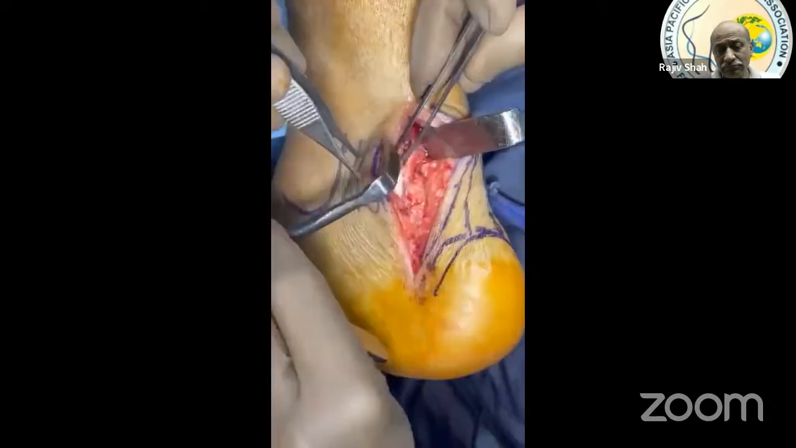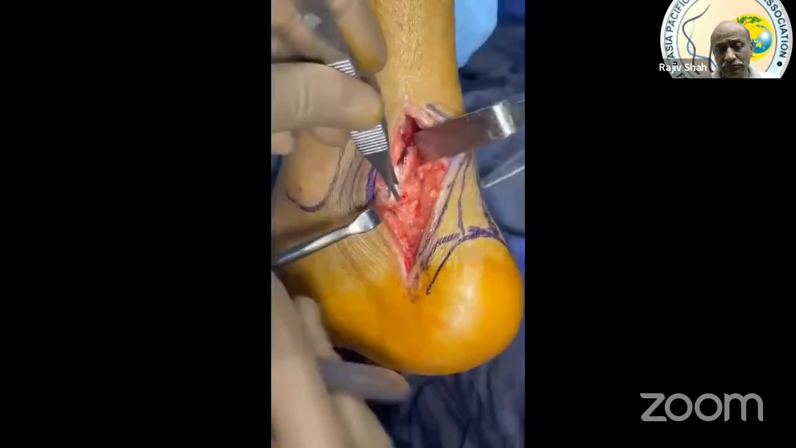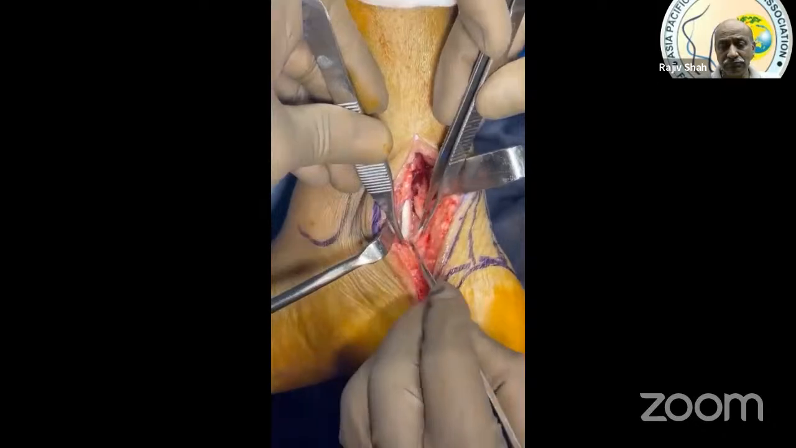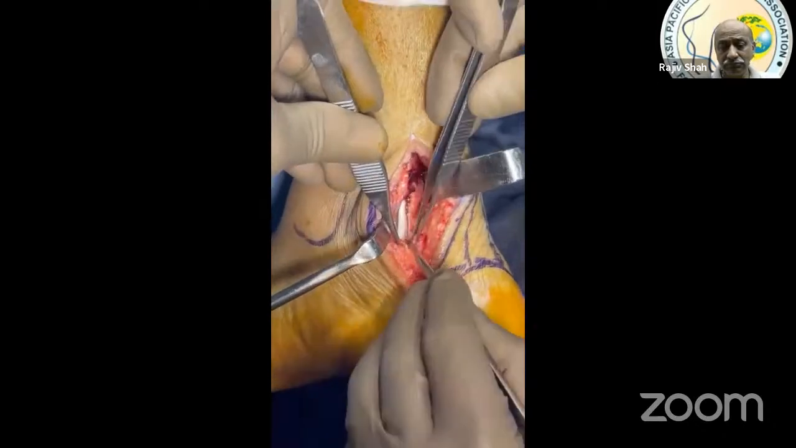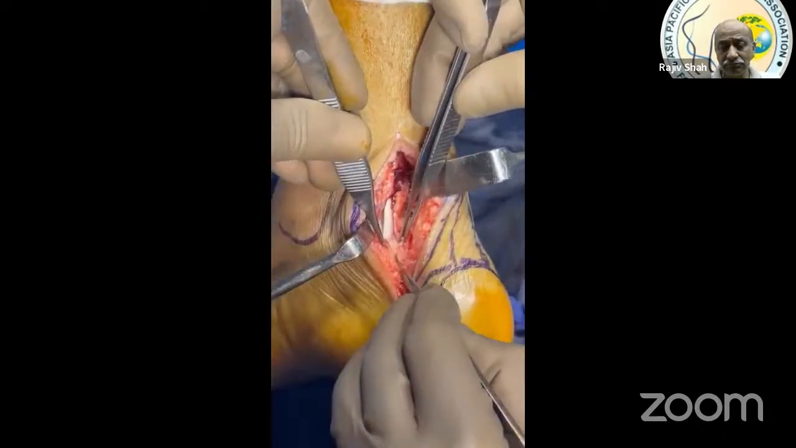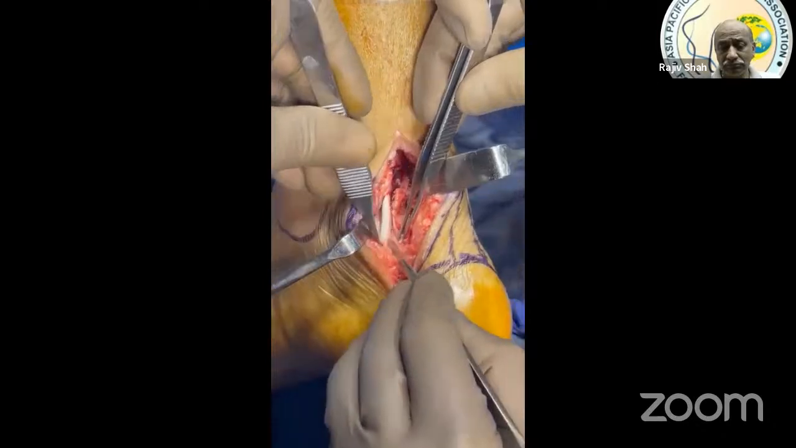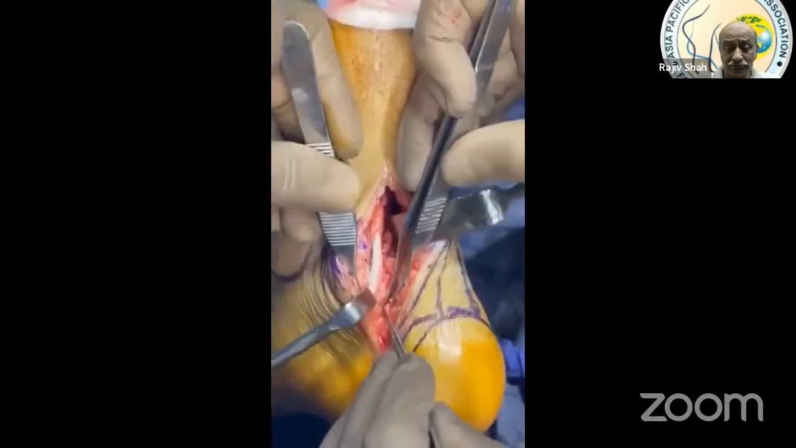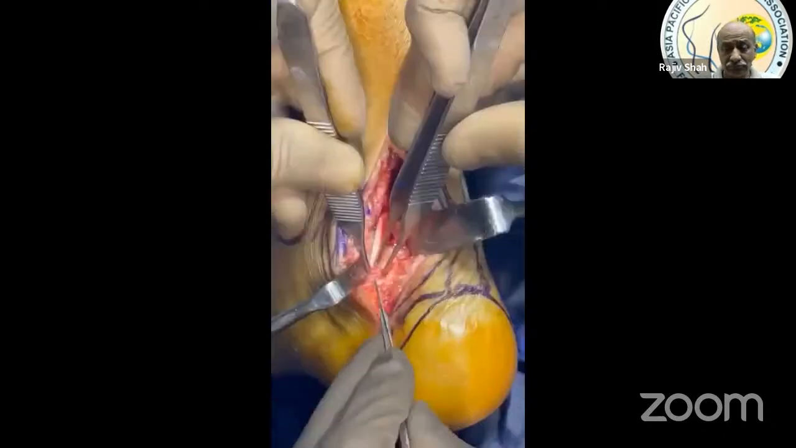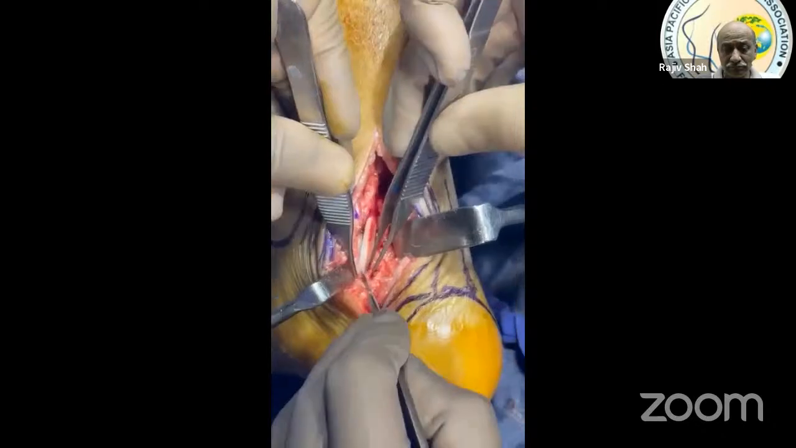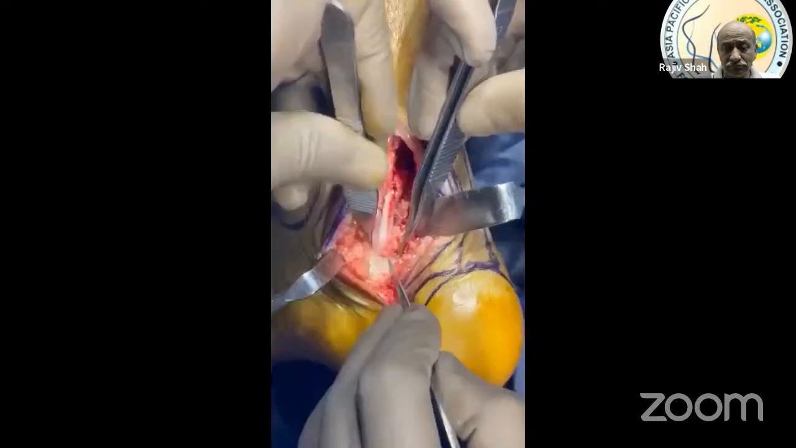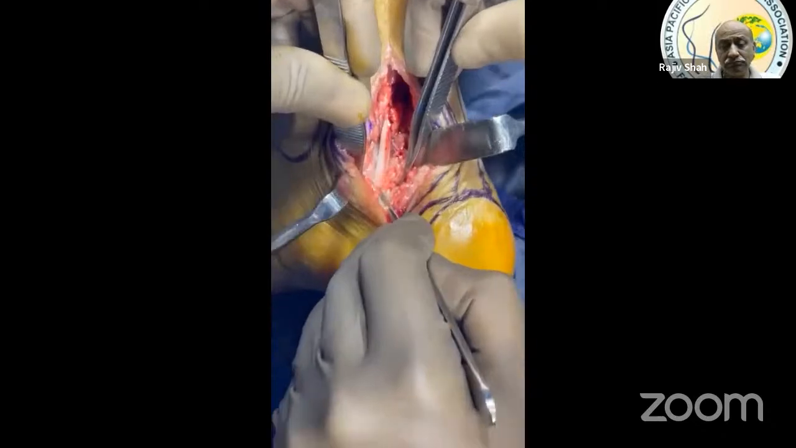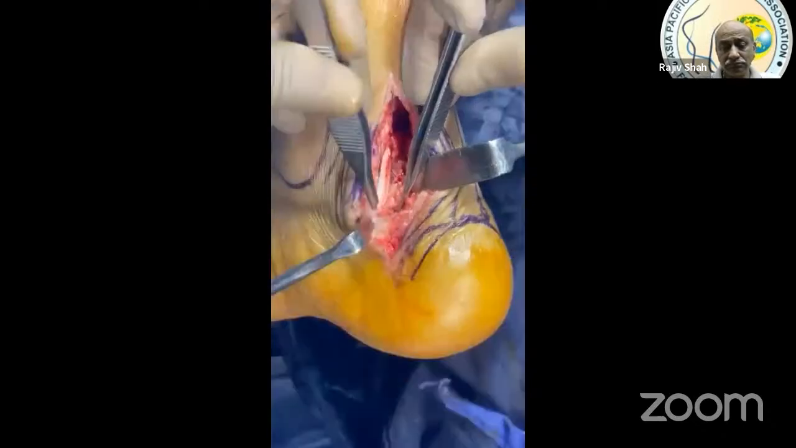Now I am going down and I am opening up the fibro-osseous sheath of flexor hallucis longus, and I am going right down, and again I am going to mark this sheath with the marking pen, because we are going to close the sheath.